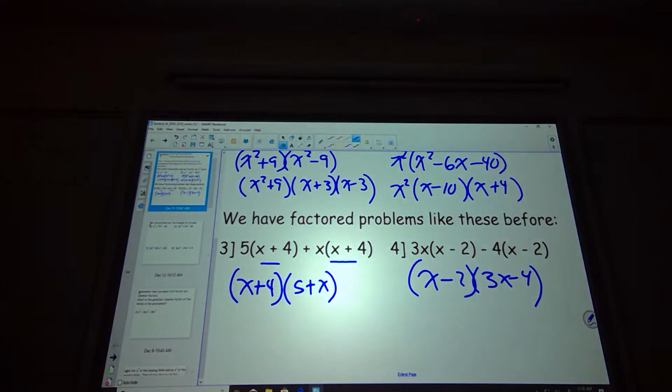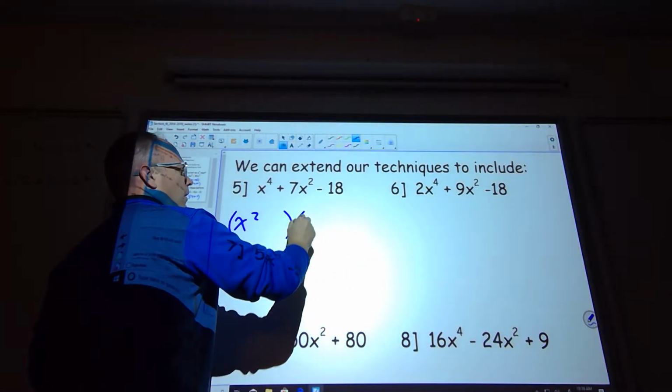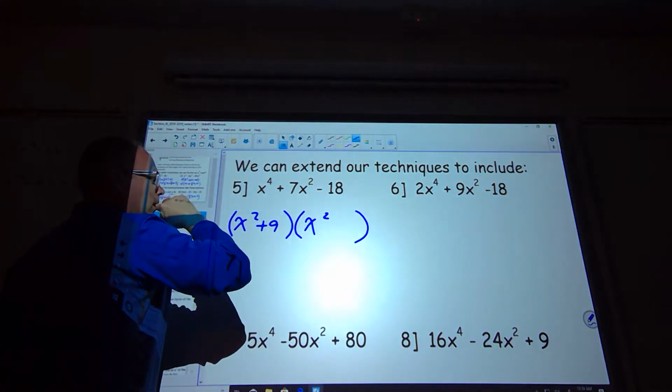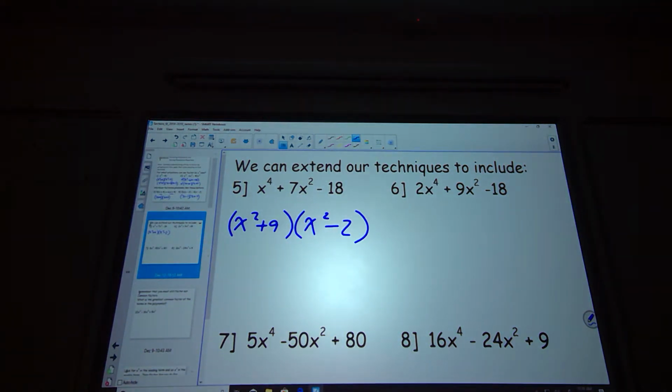Okay. So this is all kind of review, I hope. If this is the first time you've ever seen it, I apologize. All right. So all of these, we're going to use our factoring techniques. This one's going to factor just like it was x squared, but I'm going to have an x squared and an x squared rather than an x and an x. Agree? And so I have plus 9 and minus 2. Are either of those difference of two squares? No. X squared minus 2 is not a difference of two squares. Neither is x squared plus 9. If it was x squared minus 9, you'd be absolutely right. So that's factored, right?